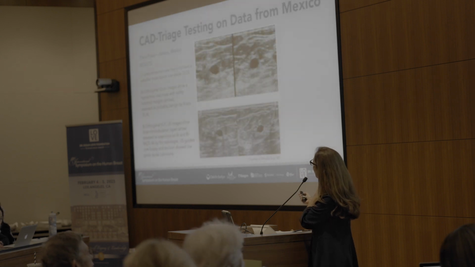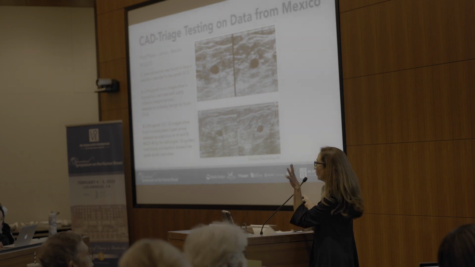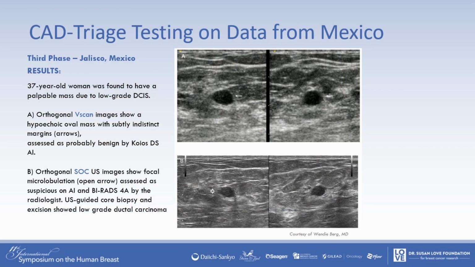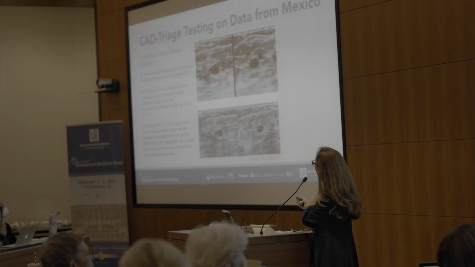Here's an example of a 37-year-old. She had a palpable lump. The top is the V-scan images, which were incorrectly read out as benign, probably benign. And the standard of care image on the lower shows a more irregular mass, which was correctly read out by AI and the radiologist as suspicious.